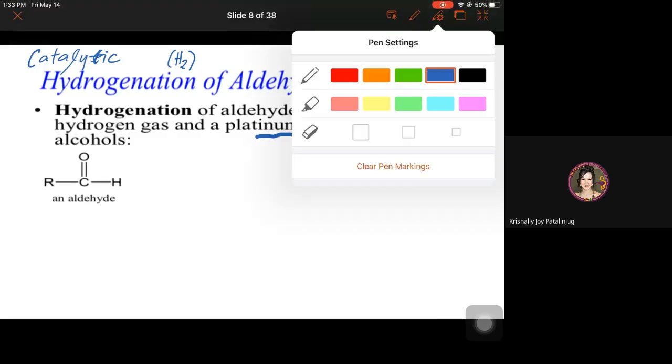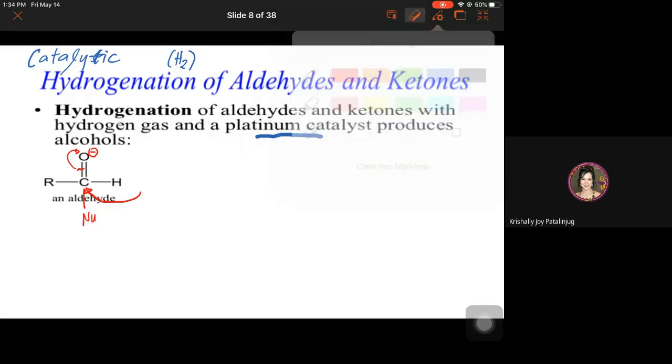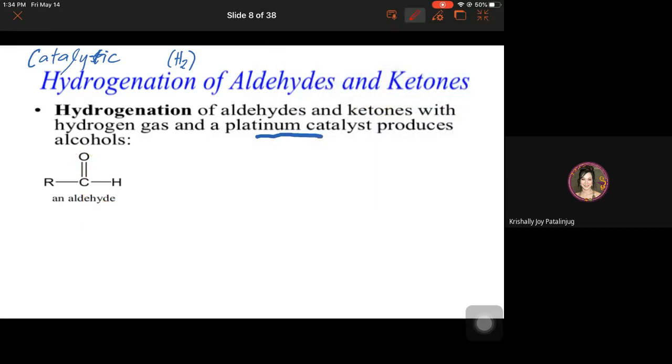It just follows the general mechanism in a nucleophilic addition reaction. What did we say? For a nucleophile to be added, the pi bond must be broken. It pushes the electrons towards the oxygen, so later on the oxygen becomes electronegative. Since the pi bond is broken, a nucleophile can now be added. It will form a new bond here for that nucleophile to be added. That is the general mechanism. So, let's look at hydrogenation of aldehydes.